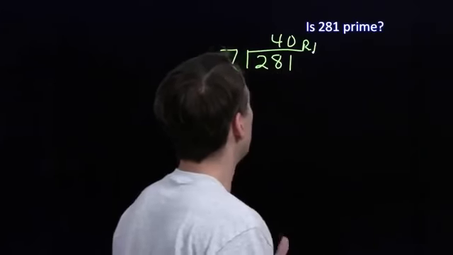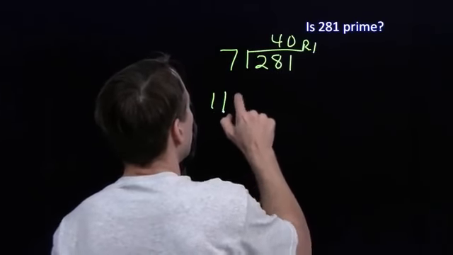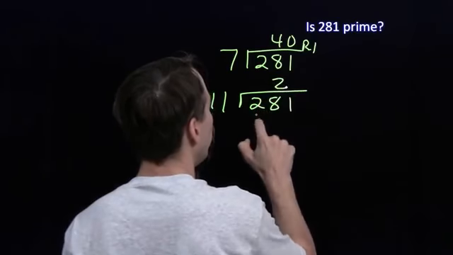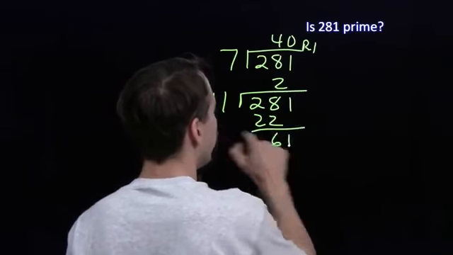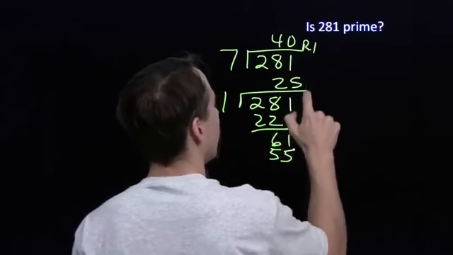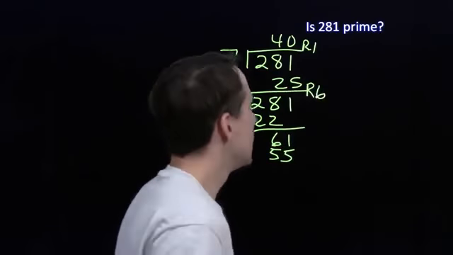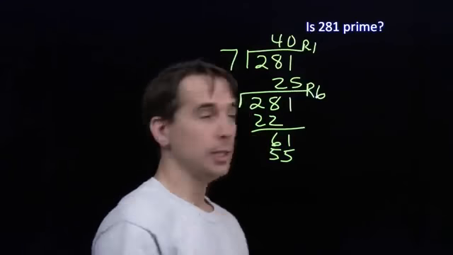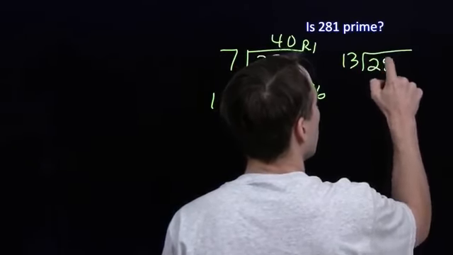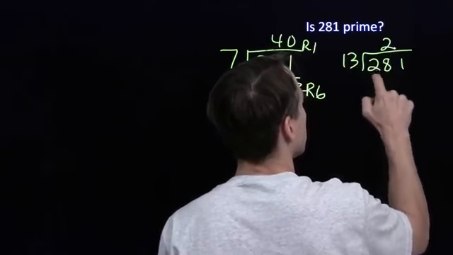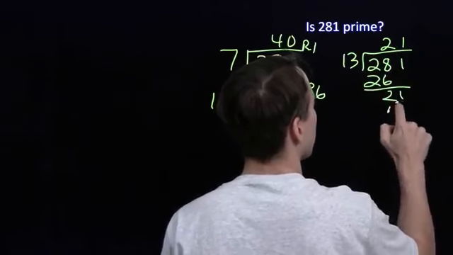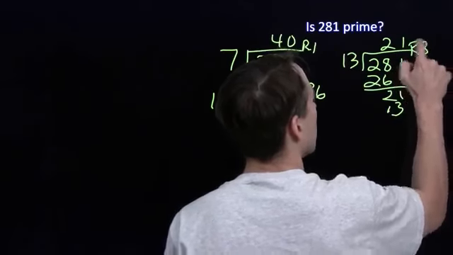11. Back to long division. 11 into 281. 11 into 28 goes twice. Subtract leaves 6. 11 goes into 61 5 times. And that leaves us a remainder of 6. Okay, next prime, 13. 13 into 281. 13 into 28 goes twice. 13 into 21 goes once. And that gives us a remainder of 8.